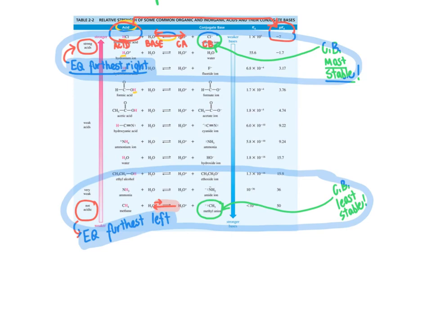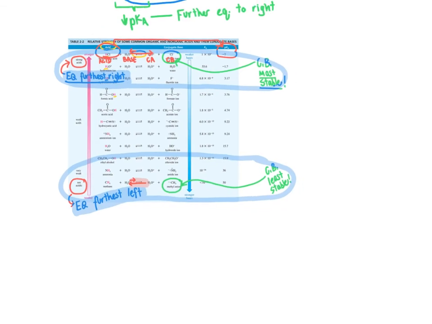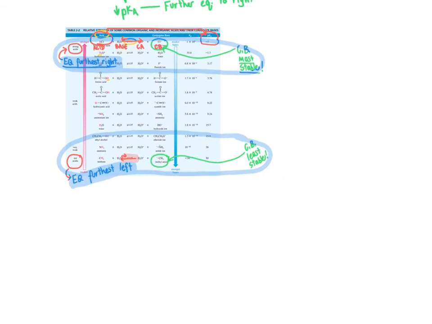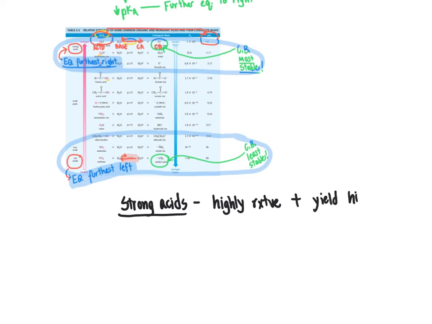So to recap information from our table, anytime we have a strong acid, what's going to be the case is that strong acids we can think of as being highly reactive, and they're going to yield a highly stable conjugate base. So it's like there's two sides to this equation. One side is going to be a very stable side, one side is a very unstable side, and the side that is preferable is that lazy, stable side.